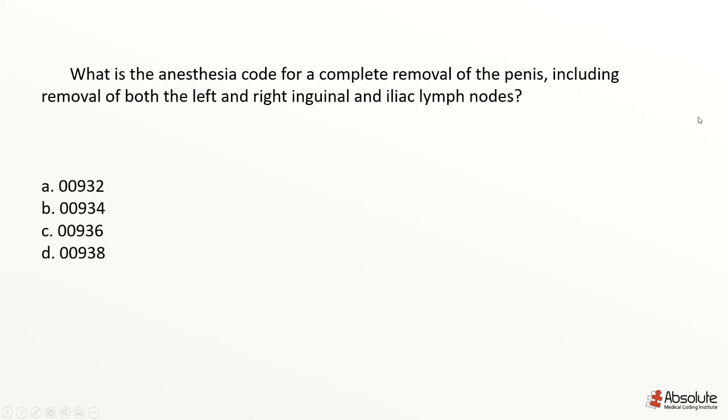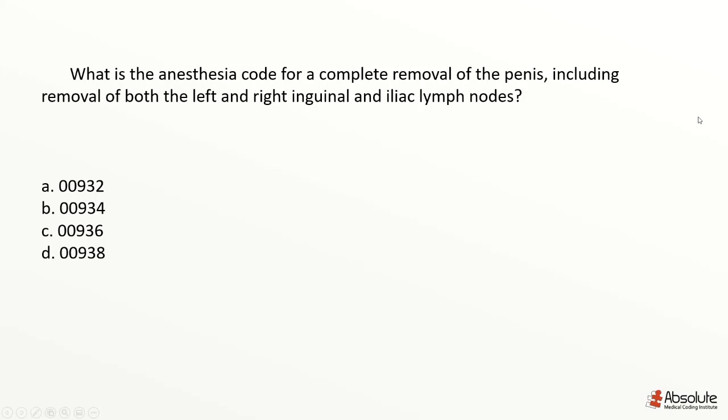All right, so here we go. We're going to code for this complete removal of the penis, removal of both the left and right inguinal and iliac lymph nodes. Like I said, most of you got there, and for those of you who didn't quite get there, it's just a matter of pivoting you a little in the right direction. Did you notice something about this code? This is the code family, and look here, they're in order: 2, 4, 6, 8.